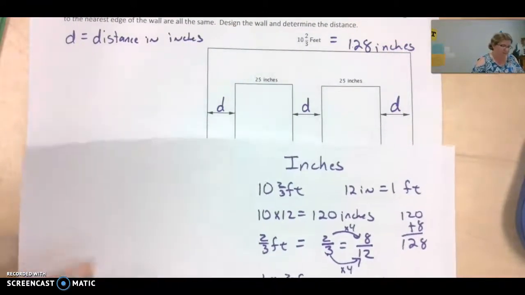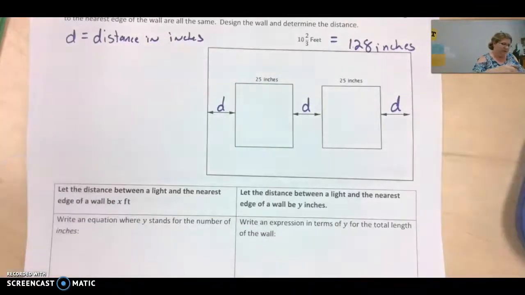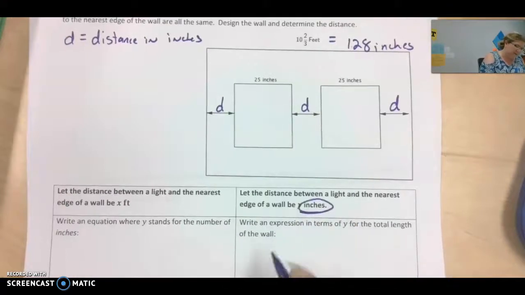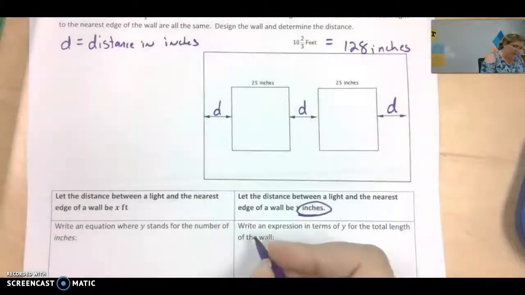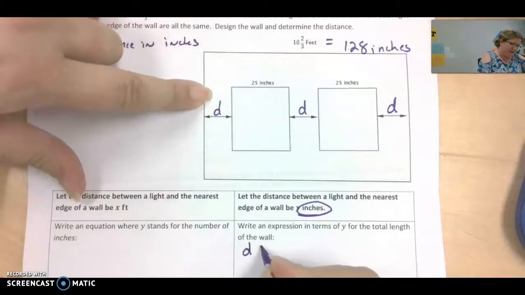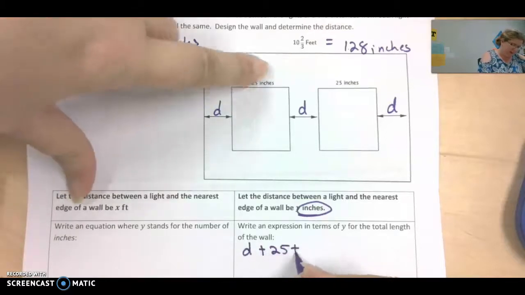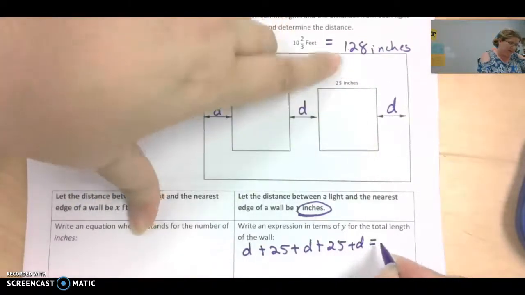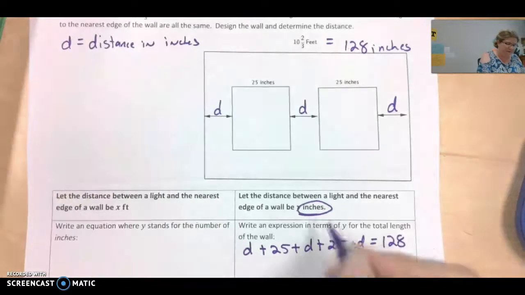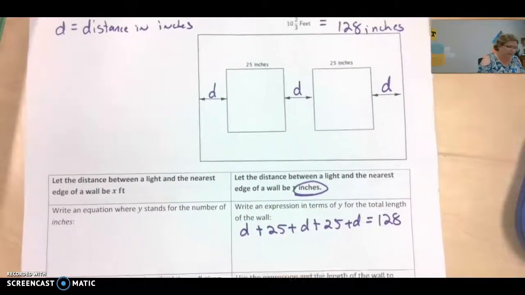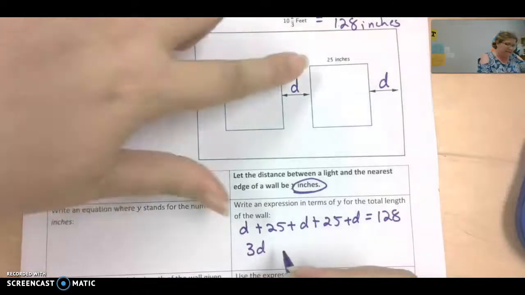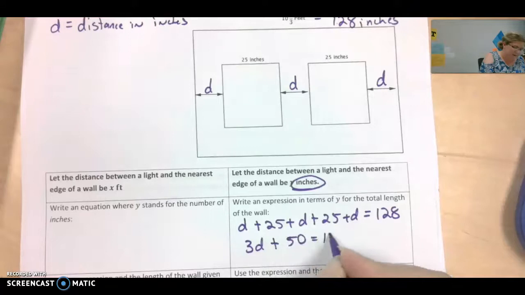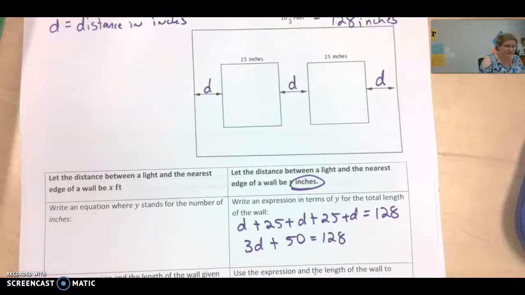This one's in inches. So the expression that I'm going to write, it's already kind of written for me: D plus 25 plus D plus 25 plus D equals 128. Because remember, this time we're dealing with inches. So I have 3 distances plus the lights together are 50, and that's going to give me 128 inches.